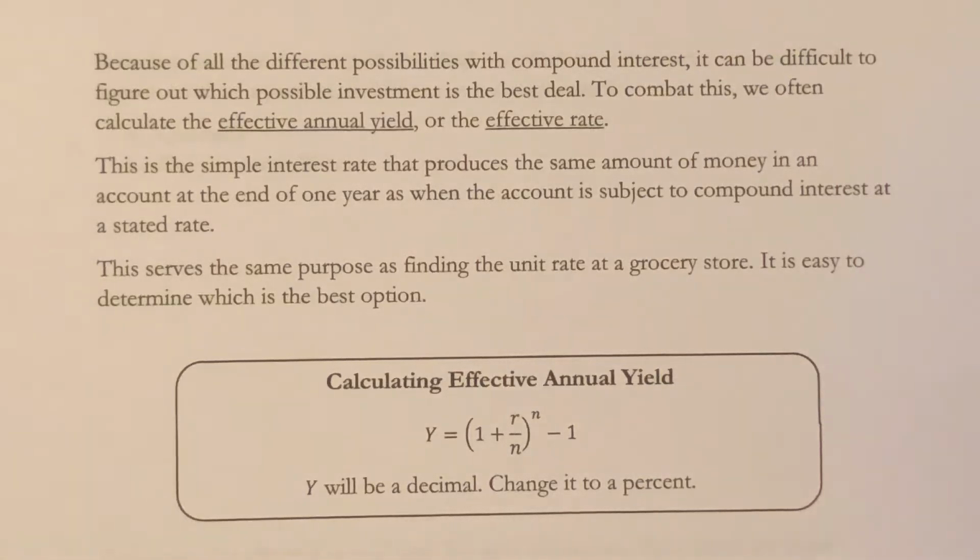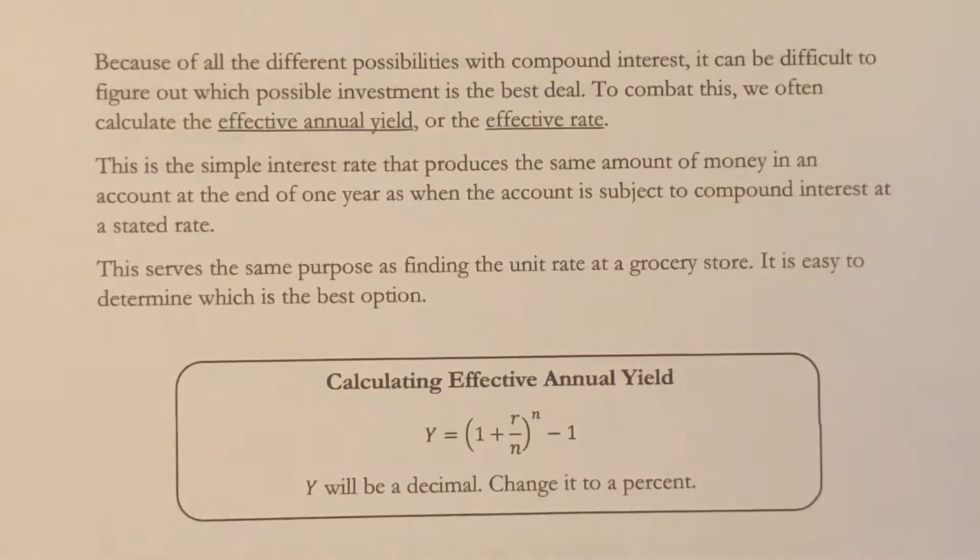This is part 4 of section 8.4. We saw earlier that if you just increase the number of times you're compounding in a year, you tend to earn more money. Also, if your interest rate is higher, everything else being equal, you're going to earn more money.